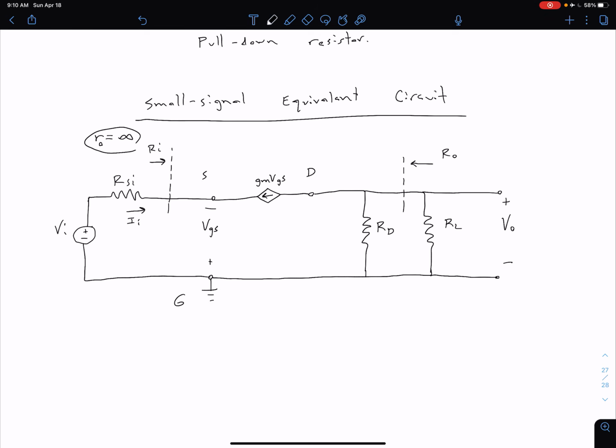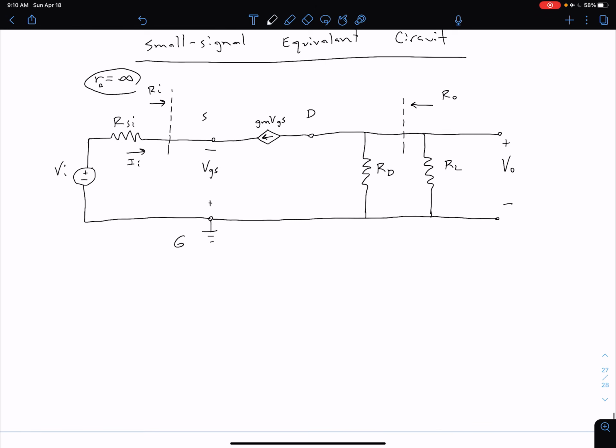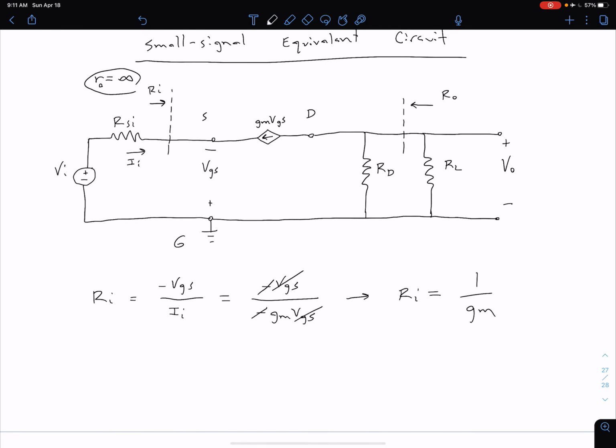And so it turns out it's quite easy to determine those two values. So for our input resistance, we're just going to have that our Ri is going to be equal to negative VGS, because that's the voltage between these two terminals at our input, divided by our current going in, which is I sub I. Now, if we look at that, of course, we can see that our I sub I is just negative gm VGS. So let's go ahead and substitute that in. So we have negative VGS divided by negative gm VGS. And of course, our VGS's and our negatives are going to cancel out, and we're left with our input resistance of this configuration being 1 over gm.